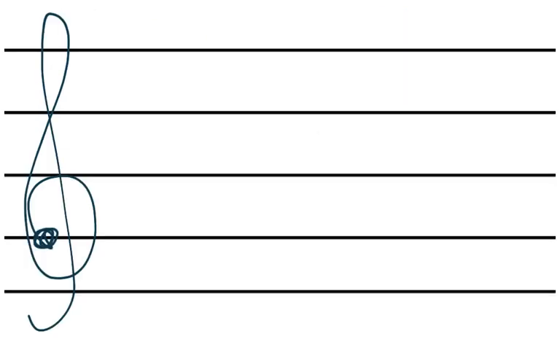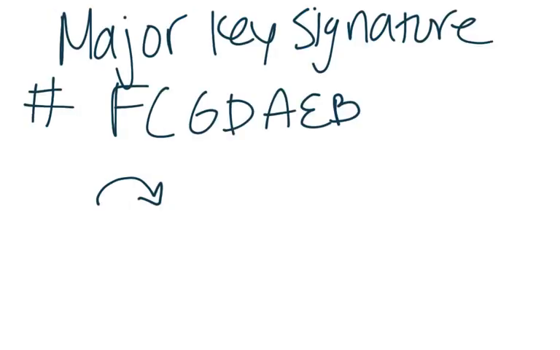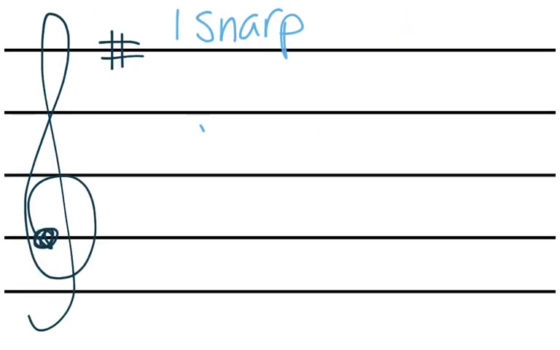Here's an example. In this key, there is one sharp. This means that it is the F sharp. So we're going to go to the next note in the musical alphabet, which is G. This means that this key right here is G major.